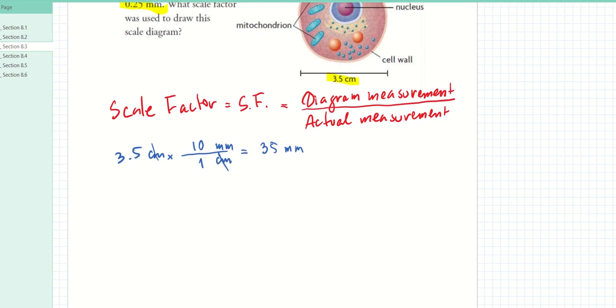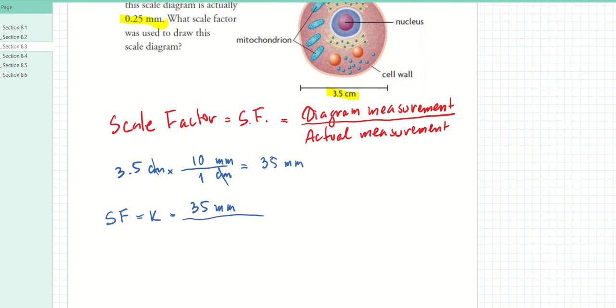So once you have your values for your dimensions in the same unit, what you want to do is then take your ratio, your scale factor. Now your textbook actually uses the letter K for the scale factor. So you're going to take your scale factor, and you can use the letter K if you want. The diagram measurement is going to go on the top. So diagram is going to be 35 millimeters. Okay. The actual measurement is 0.25 millimeters. And if you divide this, this is already a ratio.